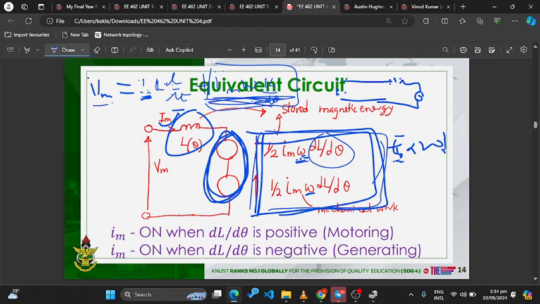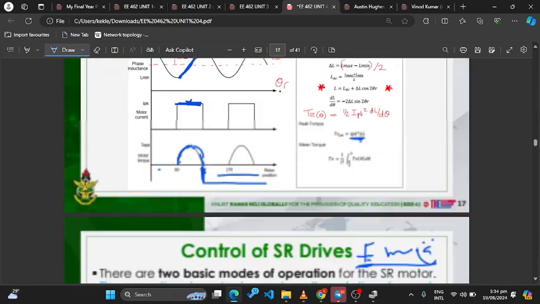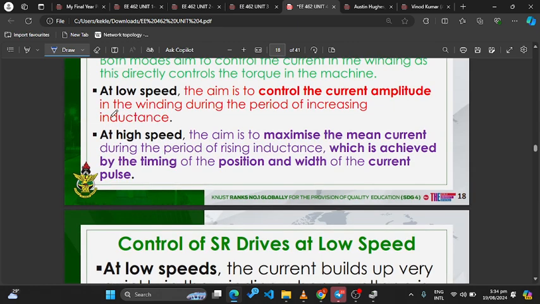Here you are just interested in the mean torque that will be produced. So at high speed, the aim is to maximize the mean current, because the mean current determines the mean torque. So maximize the mean current during the period of rising inductance, which is achieved by timing of the position and the width of the current pulse.